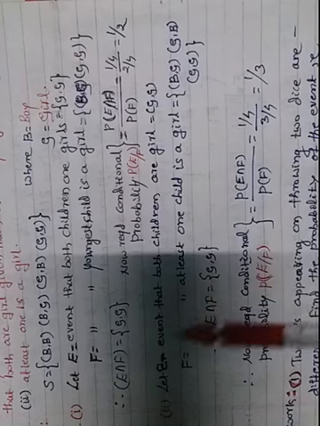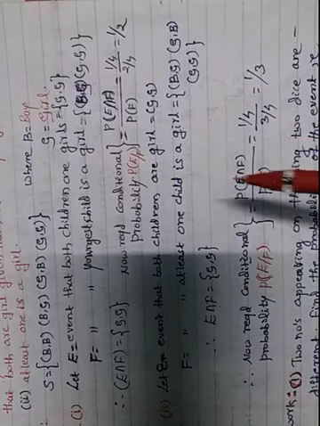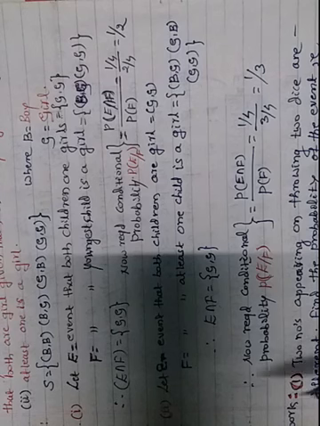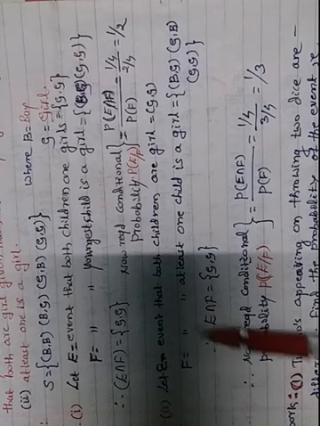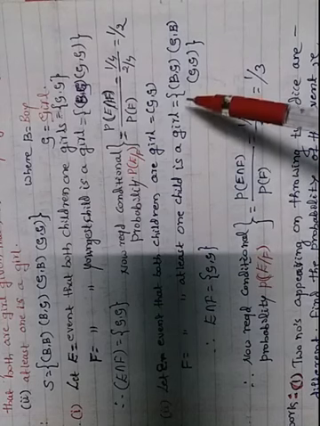So if at least one child is a girl: two children are there, there may be two boys or two girls, but at least in a group of outcomes, one child may be a girl. So F is the event that at least one child is a girl.